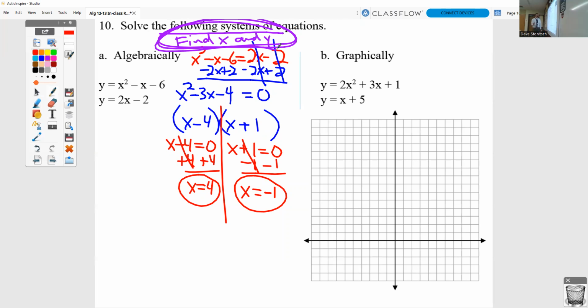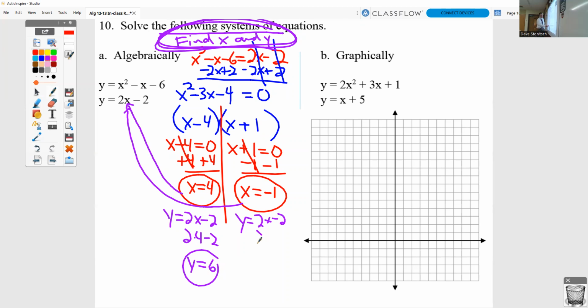Very important there. Well, how do you find y? All you're going to do is take your x value and sub it into an equation. You can use the same equation, so just pick out which one you think is easier and sub it in. So I have y equals 2x minus 2. I think that equation is easier to sub into. So when I go to sub it in, I have 2 times 4 minus 2. That's 8 minus 2 is 6. Over here, I have 2 times negative 1 minus 2. 2 times negative 1 is negative 2, minus 2 is negative 4. So my points are x equals 4 and y equals 6, and then x equals negative 1 with negative 4 for our y.